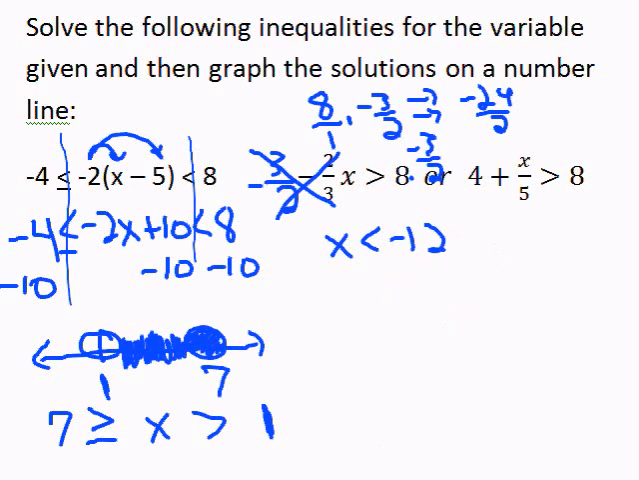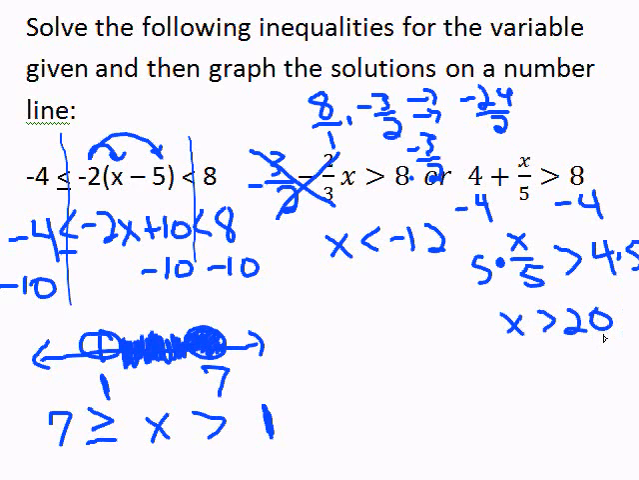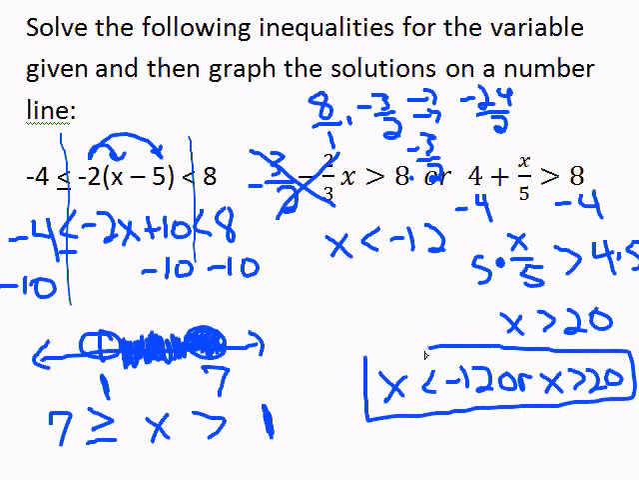So to do that, we're going to look at it completely separately. We're going to get x by itself. I'm going to subtract 4 from both sides, giving me x over 5 is bigger than 4. And then we don't want x divided by 5, so we're going to multiply both sides by 5, giving me x is bigger than 20. So our final statement is x is less than negative 12, or x is bigger than 20. If I were to ask you to solve, you would have to write that entire statement because all of that is part of the same solution.